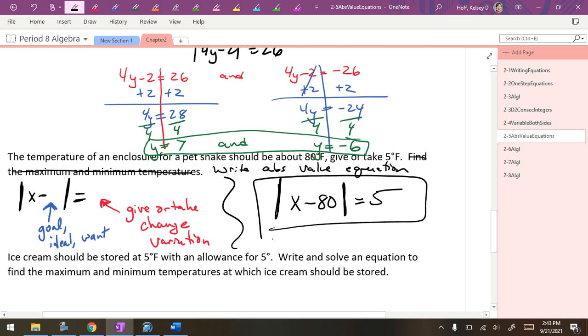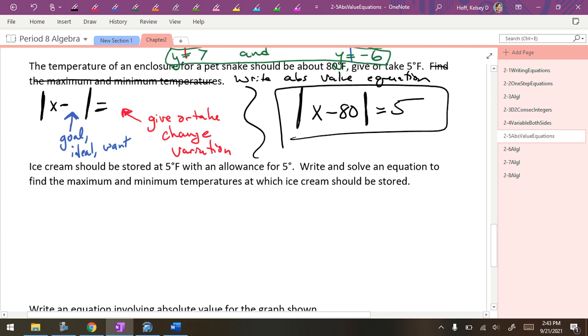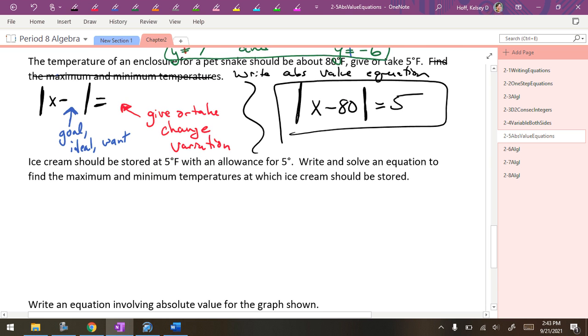Do the next one on your own. Don't solve it. Just write the equation to represent. Ice cream should be stored at 5 degrees Fahrenheit with an allowance for 5 degrees Fahrenheit. Write and solve an equation to find the max and the min. You don't have to solve. Write your absolute value equation to find the max and min.